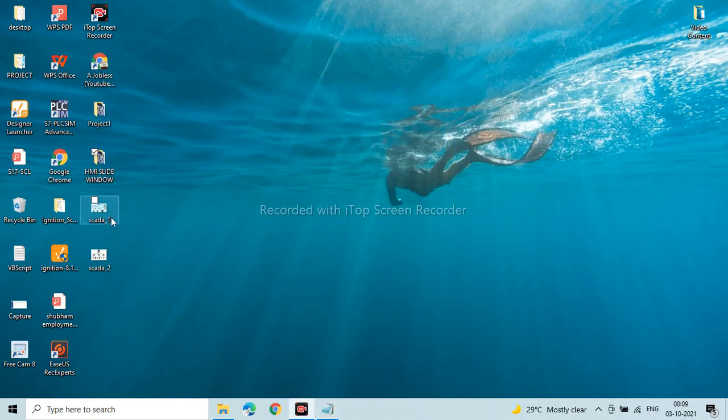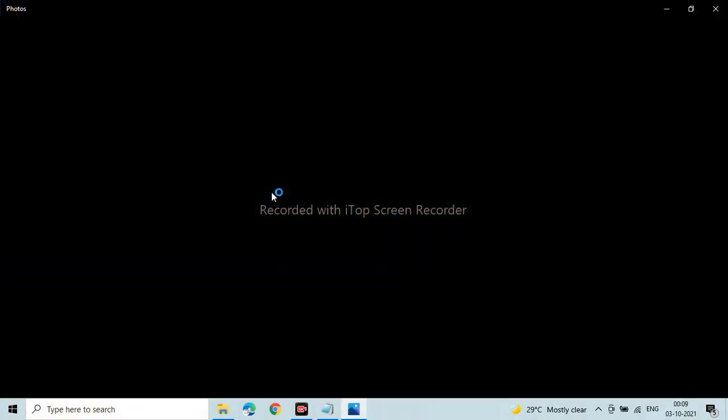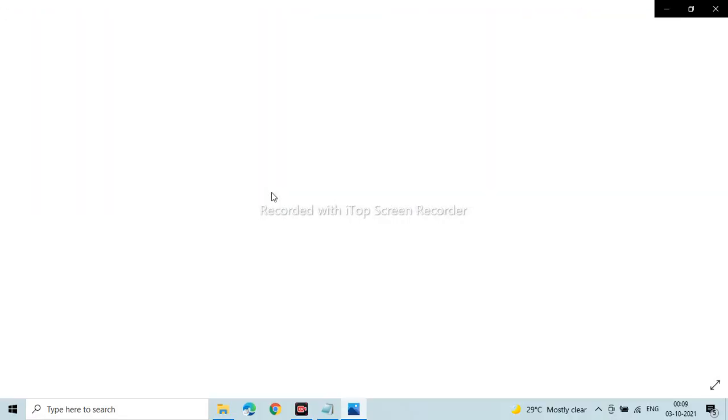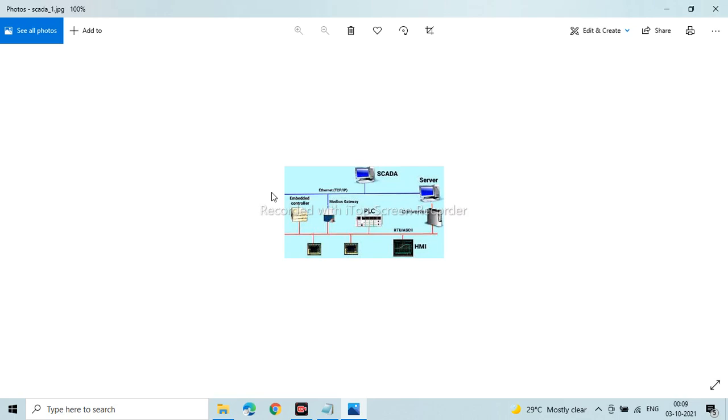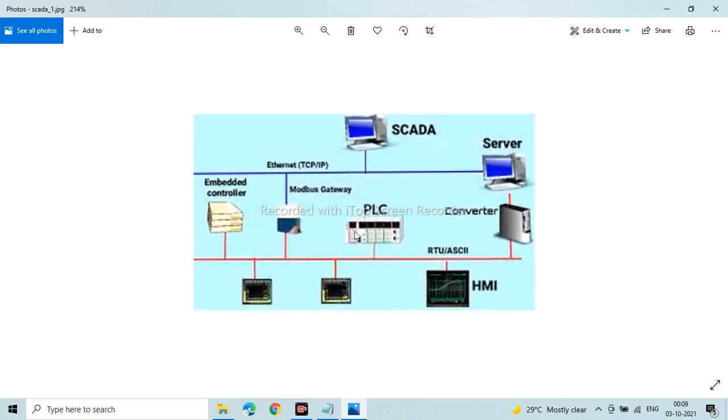So I have downloaded two images of a SCADA system from the internet. I will explain that in this slide. This one is very small. Can I zoom it? Yes. I know the picture quality is not good, but at least it is visible and I can explain it. So this is our SCADA system, and this is the PLC.